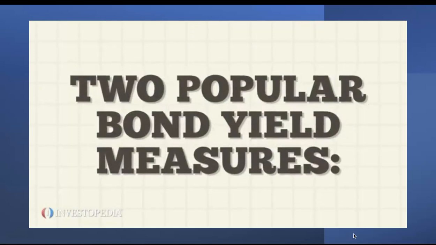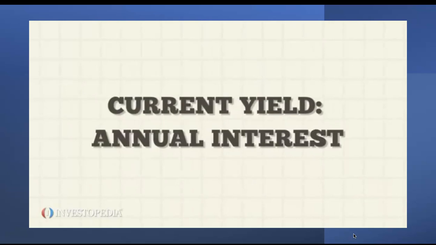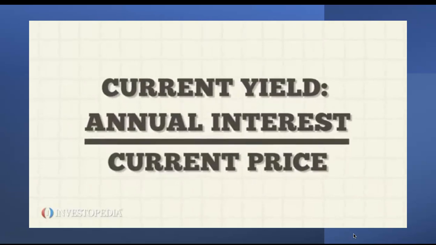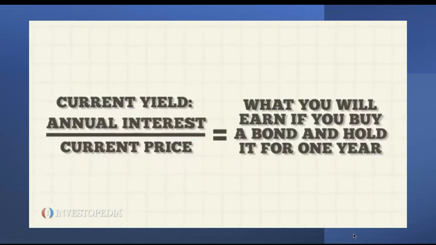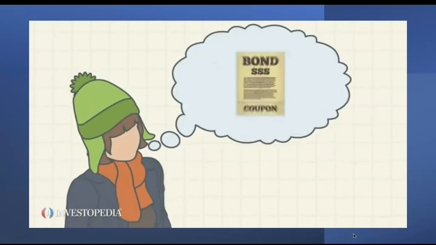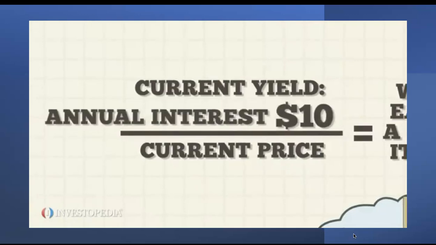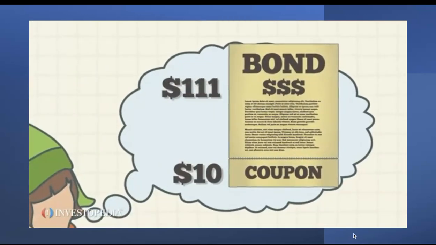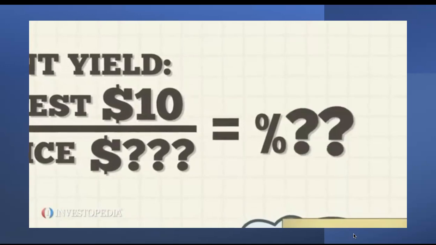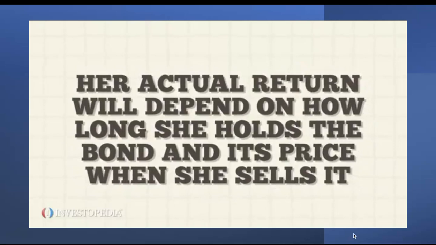Two popular bond yield measures are the current yield and the yield to maturity. The current yield is the interest it pays annually divided by the bond's current price. This calculation tells investors what they will earn from buying a bond and holding it for 1 year. Jane is thinking about buying a bond for $100 with a $10 annual coupon. She divides $10 by $100 to find its current yield is 10%. Since bond prices constantly change due to market and economic conditions, Jane may not really earn 10%. Her actual return will depend on how long she holds the bond and its price when she sells it.